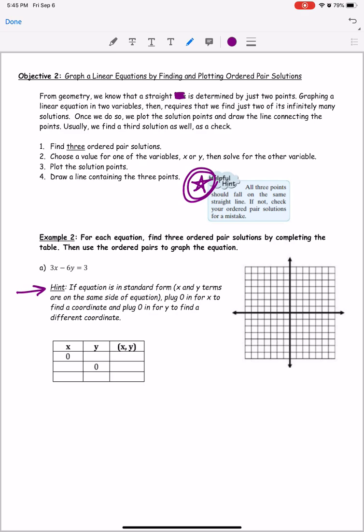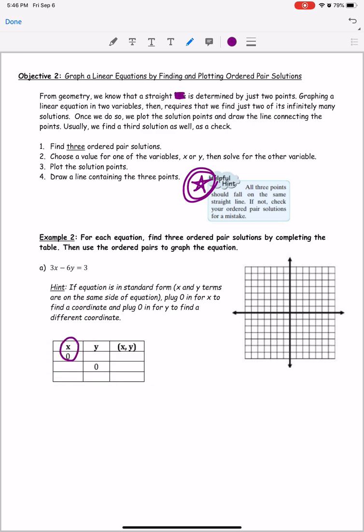If the equation is in standard form, which means x and y are on the same side of the equation, like this right here, plug 0 in for x and find a coordinate. Plug in 0 for y to find a different coordinate. You don't have to do that, this just makes it easier. 0 always makes things a lot easier. So they give me this table here. And notice they do give me 2 points. They don't give me this third one at all. And we'll go over that when we get there.